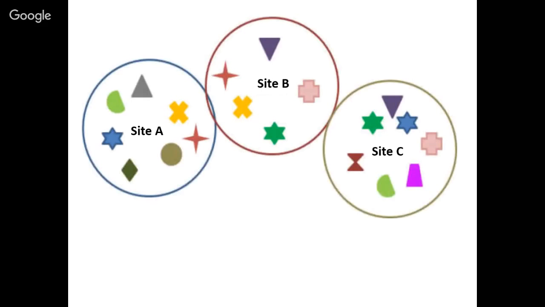Here you see 3 plots, Site A, Site B, and Site C. And let's define these as 3 different types of habitats. And the shapes within are representative of what a species would be. So for alpha diversity, Site A would have 7, B, 5, C, 7.